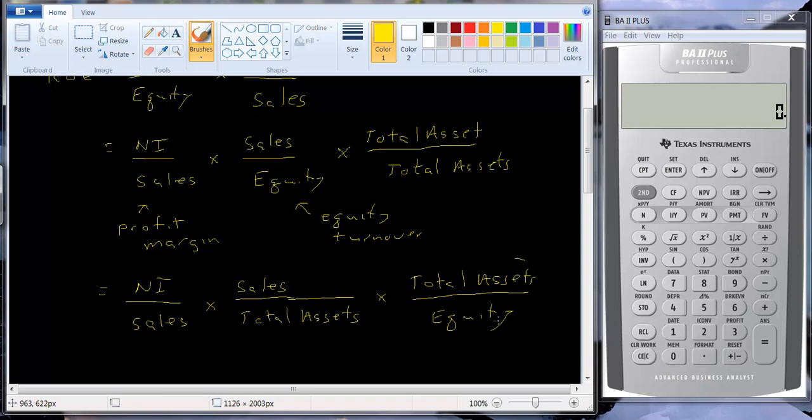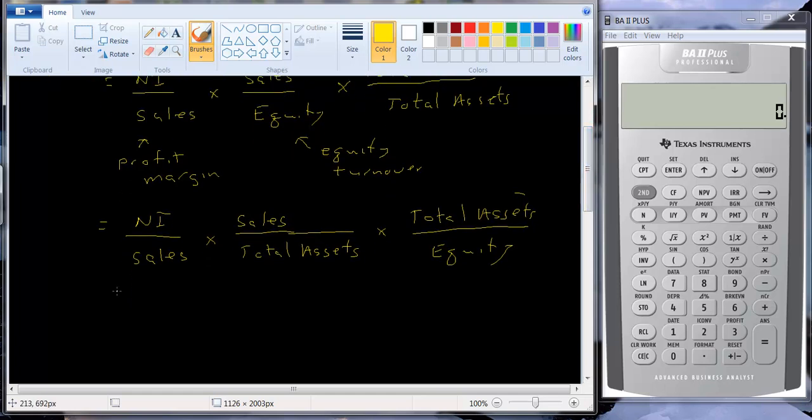And you can see that we can rearrange these terms. We could cancel these terms here. We could cancel sales with sales. We could cancel total assets with total assets, and we would be left with net income over equity. So we still have the same return on equity equation. But what do we have here? Again, we have profit margin. Here we have sales over total assets. This is what we refer to as total asset turnover. Okay, or sometimes just referred to as asset turnover. That measures how efficiently we use our assets to generate sales.